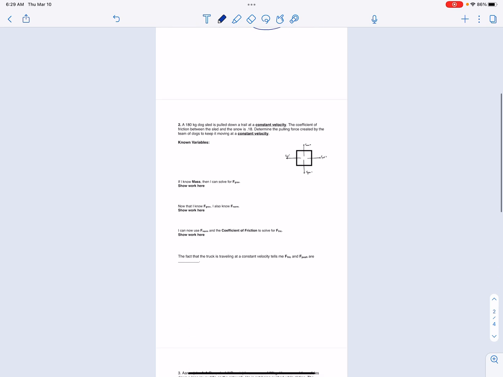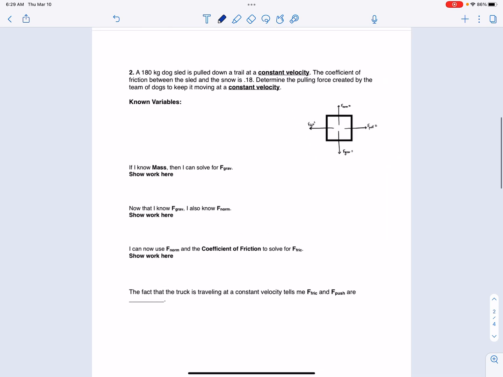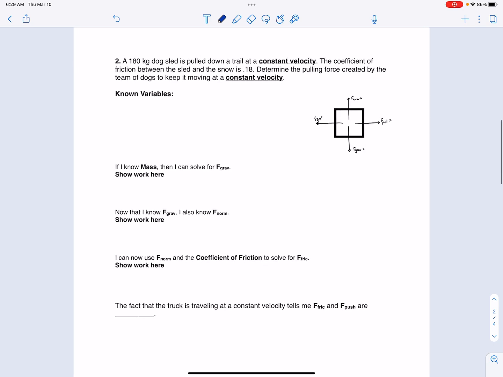All right, let's take a look at our next one. Our next one, we've got 4 forces. It says we've got a 180 kilogram dog sled being pulled down a trail at a constant velocity. The coefficient of friction between the sled and the snow is just 0.18, and we need to determine the pulling force created by the team of dogs to keep it moving at a constant velocity. Oh, we've done plenty of these at this point. We know how to do this.